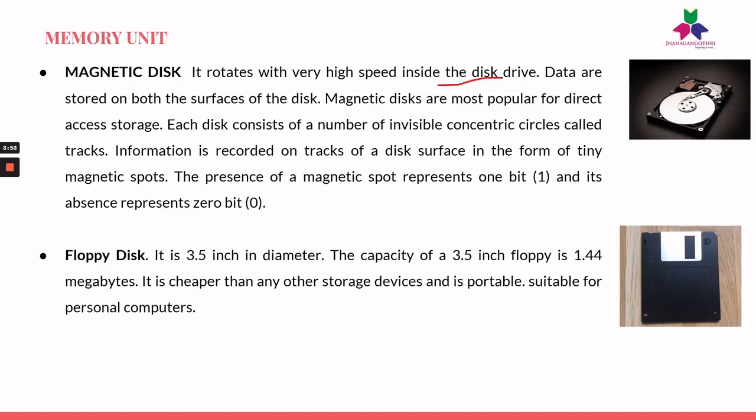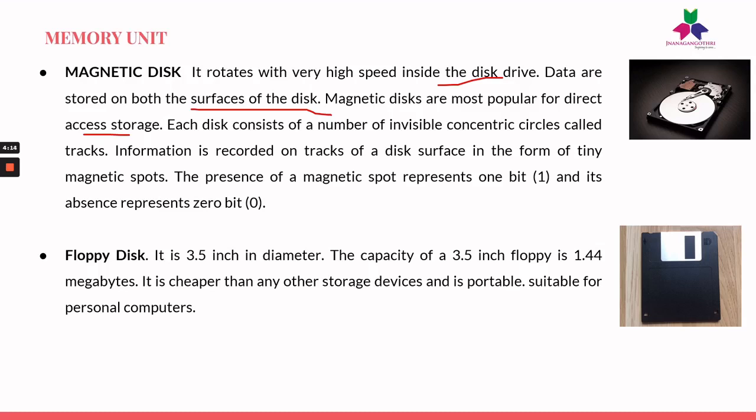So data are stored on both the surfaces of the disk. Here you can see the disk. So here the data are stored on both the surfaces. So magnetic disks are popular for direct access storage, which we'll be talking about in a later slide. So each disk consists of a number of invisible concentric circles.